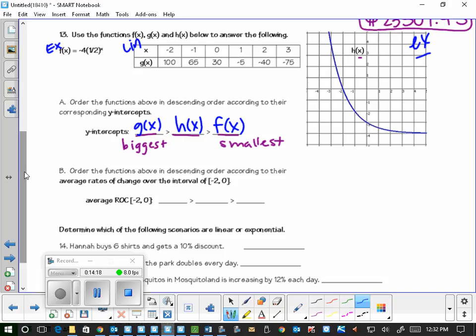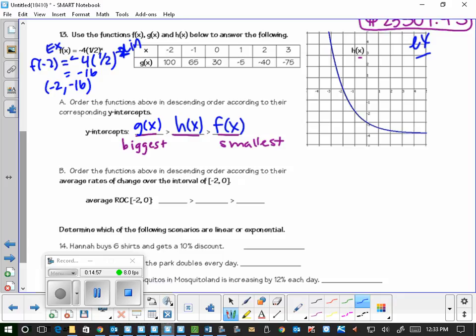So here, when we're looking at the average rate of change over the interval -2 to 0, for an equation, you have to plug in -2 for x and then plug in 0 for x. So we have f of -2 equals -4 times 1/2 to the -2. Oops, not 4, -2. Okay, plug that in your calculator. -4 times 1/2 to the -2nd, and you get -16. So I plugged in -2 for x, I got -16 for y.